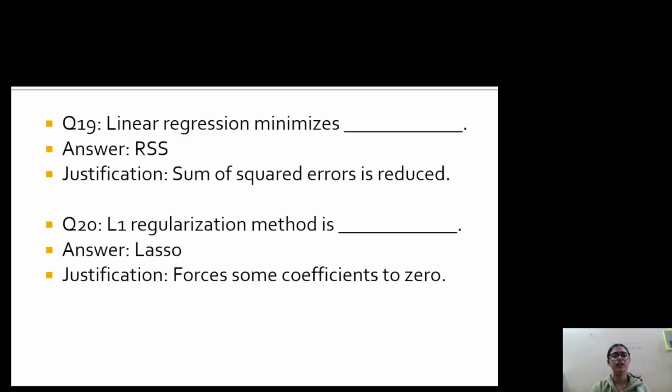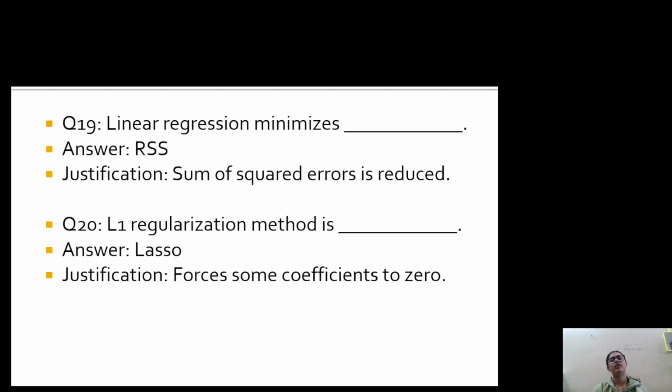Next, linear regression minimizes dash. So it minimizes RSS, that is residual sum of squares. Linear regression tries to reduce the total squared differences between the actual and the predicted values. So the lower the RSS, the better the model will fit.